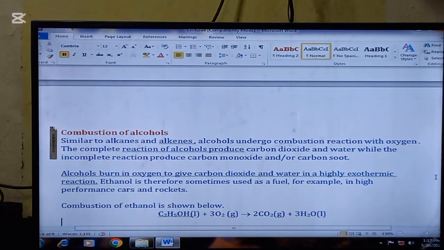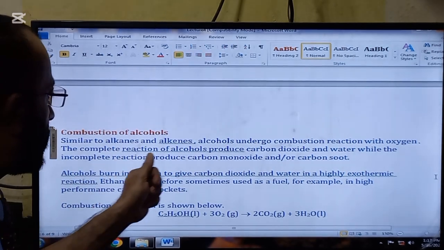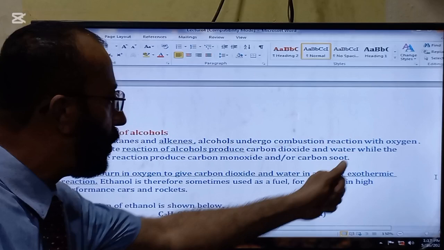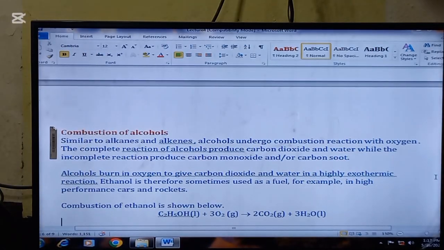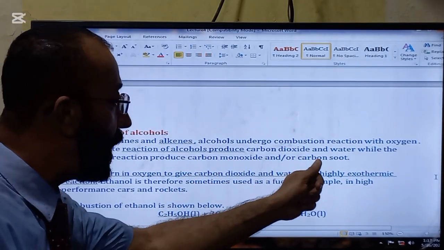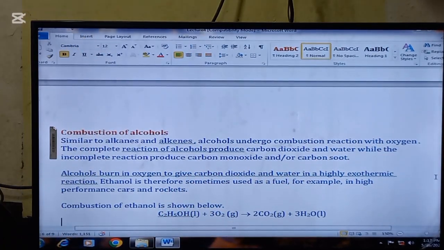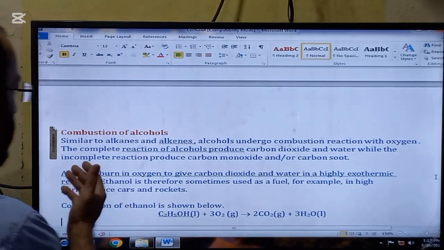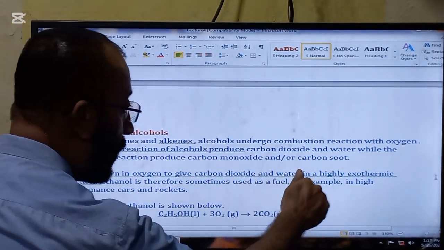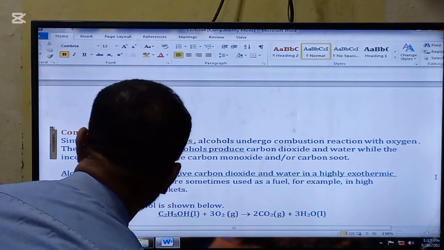Combustion of alcohols. Similar to alkanes and alkenes, alcohols undergo combustion reaction with oxygen. The complete reaction of the alcohols produces carbon dioxide and water, while the incomplete reaction produces carbon monoxide and or carbon soot.